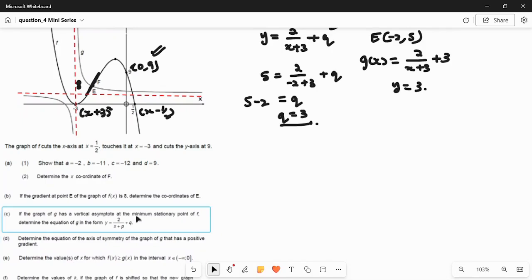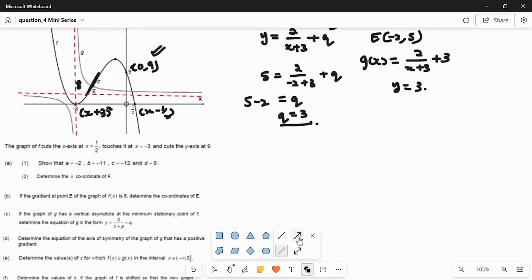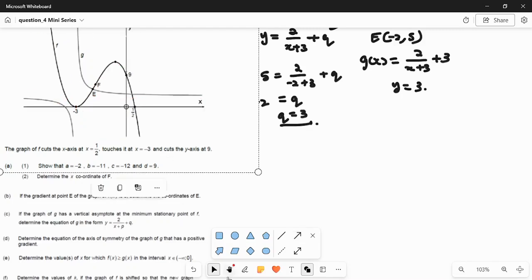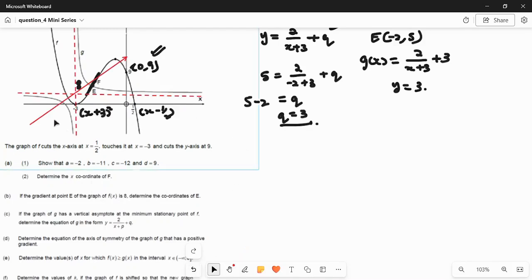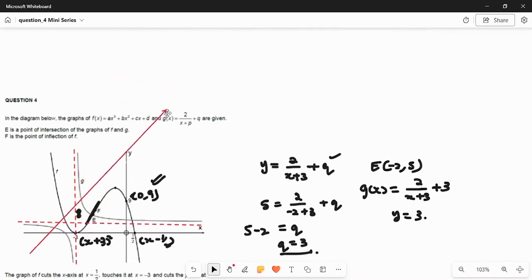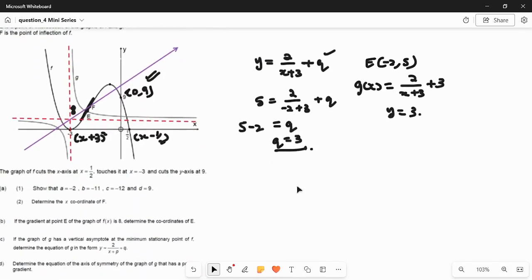Oh no, skip question number D. Determine the equation of the axis of symmetry of the graph of g that has a positive gradient. So we need to find the axis of symmetry for this. Let me just draw the one that has a positive gradient. So we are required to find the equation of these axes of symmetry. At least let's give that a purple color. The equation of that line.